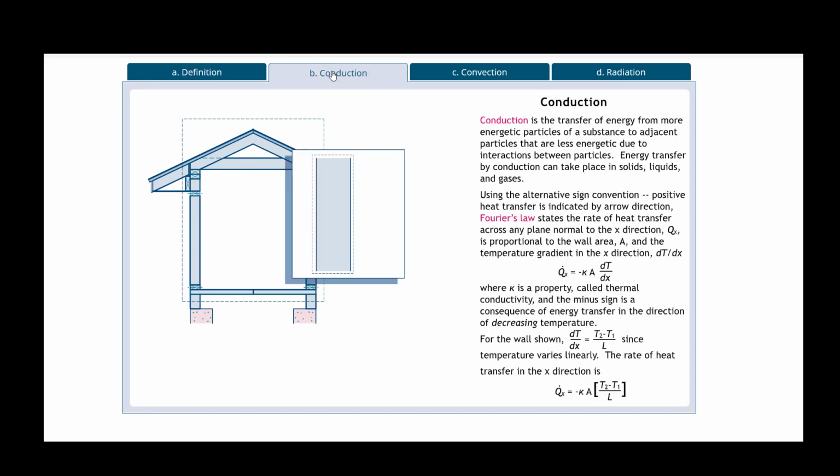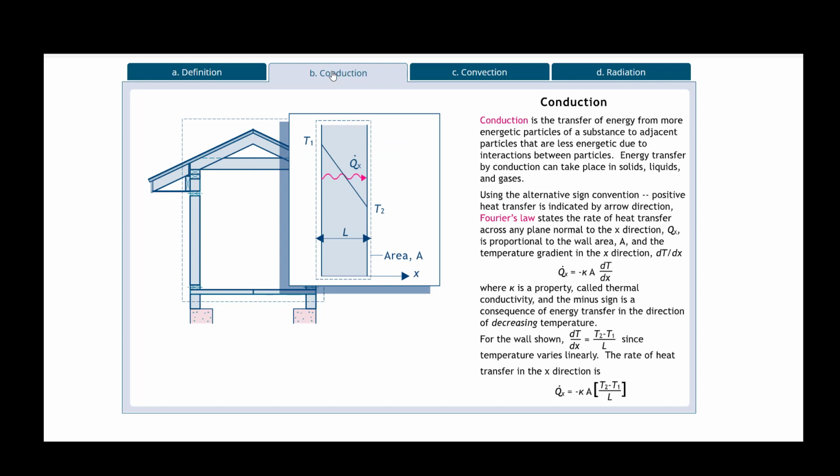Conduction is the transfer of energy from more energetic particles of a substance to adjacent particles that are less energetic due to interactions between the particles. Energy transfers by conduction take place in solids, liquids, and gases, of course. Right? And so here we have, using alternative sign convention, positive heat transfer is indicated by the arrow direction.